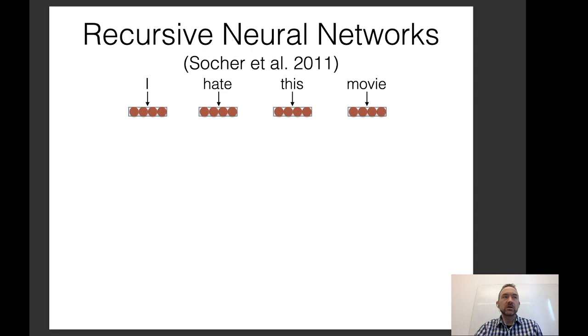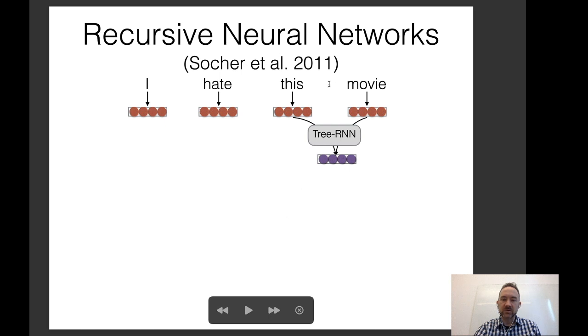One way to use this tree structure in neural networks is using something called recursive neural networks. What these do is they take the syntactic structure of the sentence, and instead of doing, for example, a recurrent neural network from left to right, one word at a time, they follow this structure. So the smallest phrase in this sentence is "this movie." You take the two words in this phrase and combine them into a single representation for the entire phrase.